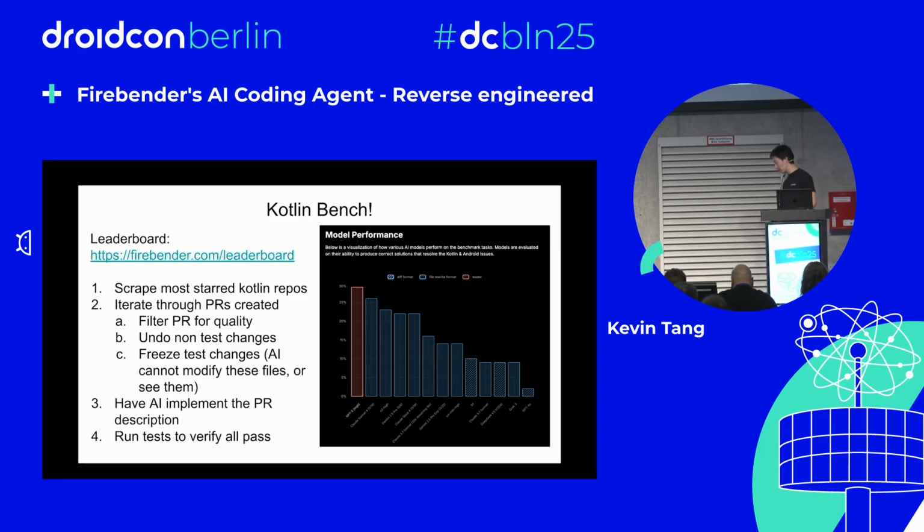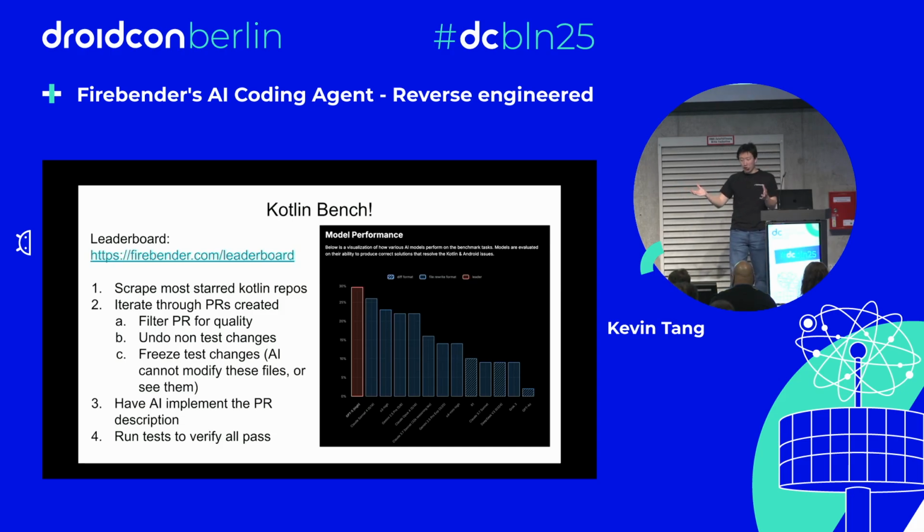The way these benchmarks work is we scrape hundreds of Kotlin repos, and then thousands of PRs on these repositories. So now we have all the inputs, which is all these repos and PRs. Then we filter the pull requests for quality. We make sure that each pull request has testing, meaning an engineer actually implemented tests in that PR. Then what we do, which I think is kind of interesting, is we undo the non-test changes, and we freeze the test changes, but we don't tell the AI about the test changes. These test changes are completely hidden.